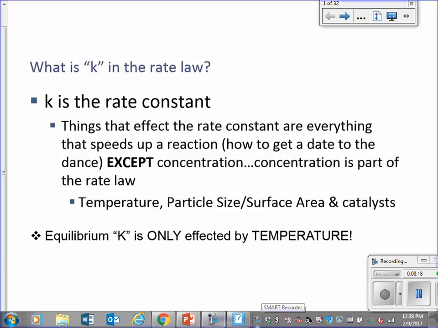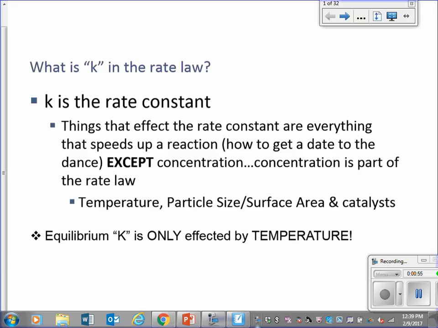Things that affect the rate constant are everything that speeds up a reaction, like in How to Get a Date for the Dance, that you've watched multiple times, except for concentration, because concentration is already in the rate law, so that part does not take effect. But temperature, particle size, or surface area, whichever way you want to think of that one, and catalyst, they all factor into the K. So I'm still trying to figure out in your problem set why one of them included the catalyst in the rate law. I'm still trying to figure out why they would do that, because typically catalysts are not supposed to be in the rate law. They only affect the rate constant, okay?